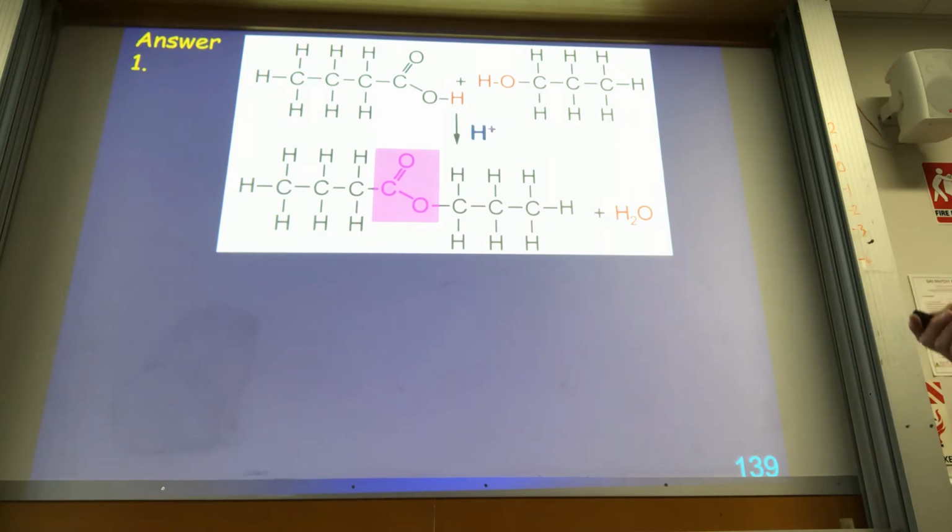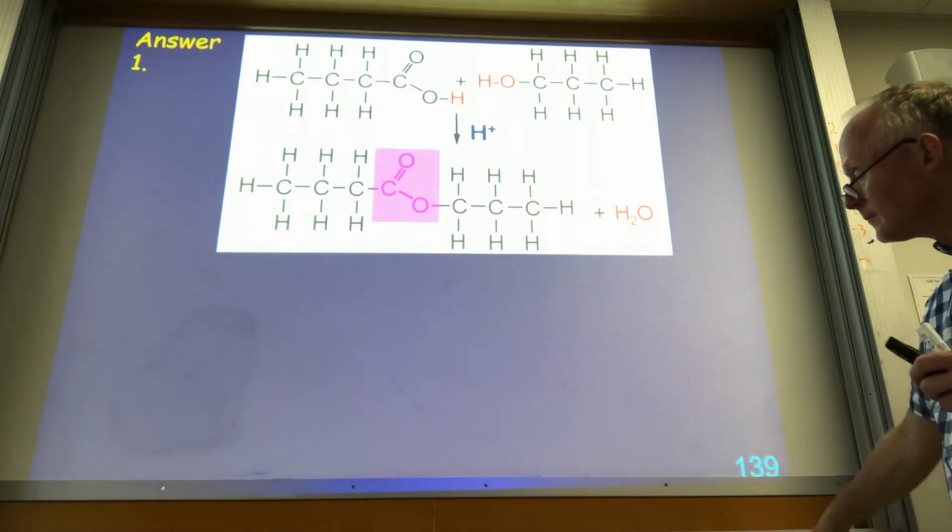So that carbon needs a bond, that oxygen needs a bond, of course our catalyst, and this is what we end up with. That is the ester group there, the carbon double bond oxygen and the oxygen in the chain. Circle those 3 atoms to indicate the functional group. Don't forget to put the water in.